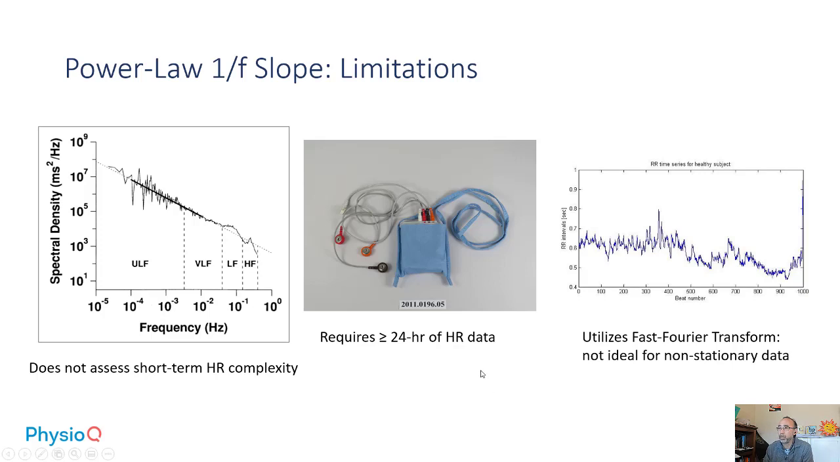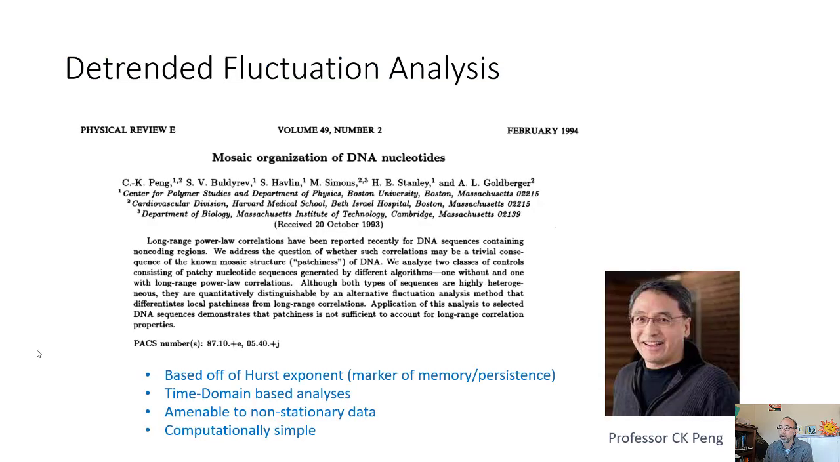And the other thing is that power law slope requires the fast Fourier transform, and the fast Fourier transform is not ideal for non-stationary data. And what do I mean by that? Non-stationary data has a mean or standard deviation that changes with respect to time. So you can see, for instance, if you take a segment here, the mean and the standard deviation is very different from here, where you have a low RR interval average and also low standard deviation. It's just simply one of the weaknesses of the fast Fourier transform.